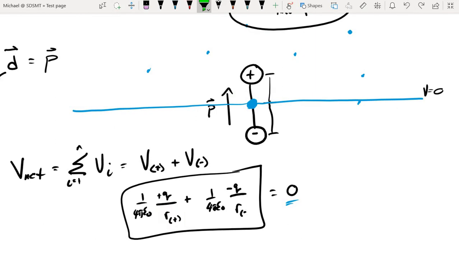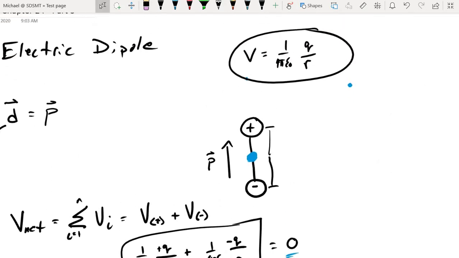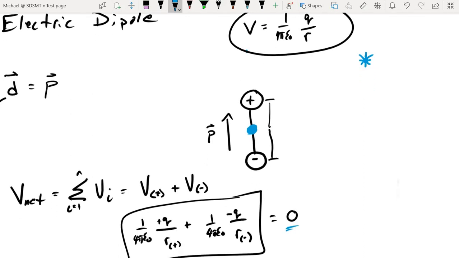Alright, so now that we know that, let's focus on a random point out in space. This will be the random point out in space where we want to measure the electric potential. So time to start setting up the math for this problem.